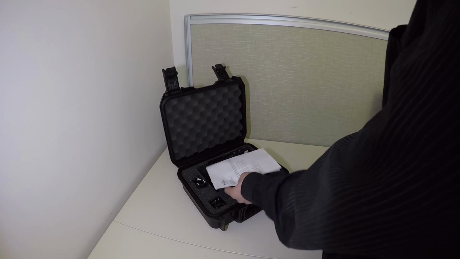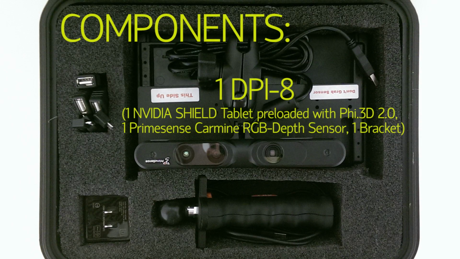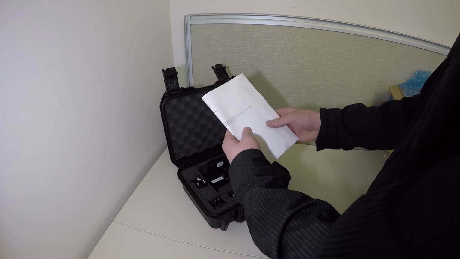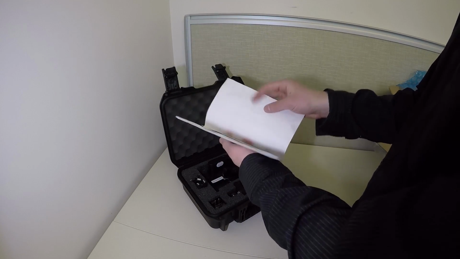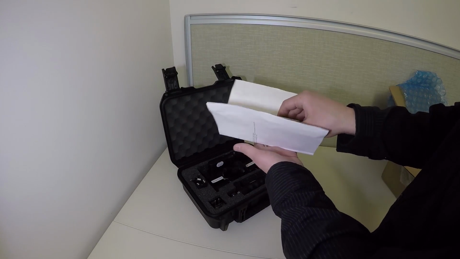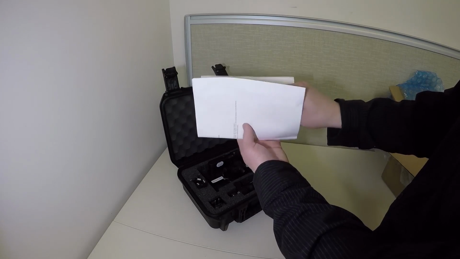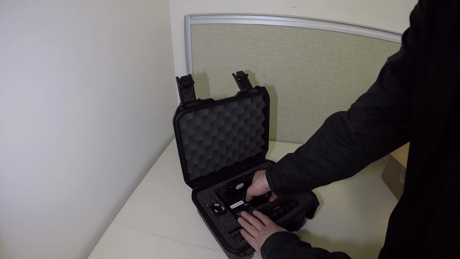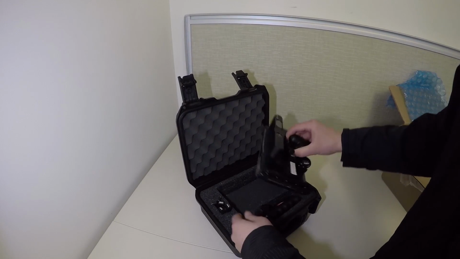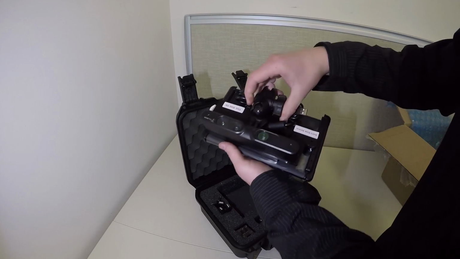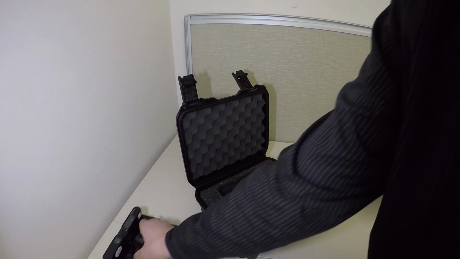And there's several key components here. First, you're going to see your test certificate. Please hang on to this. It certifies your calibration of your sensor in case you ever need to refer back to it. Also, some documentation on the sensor and the tablet. As far as the physical pieces, you should have, first off, your sensor, tablet, and brackets, all pre-installed in the main pocket there.